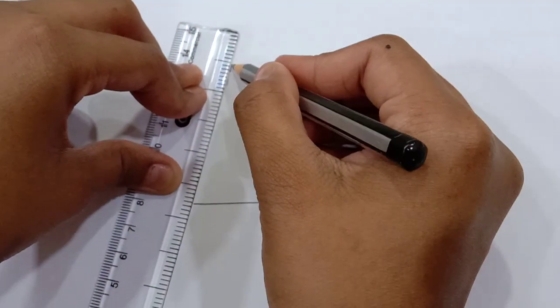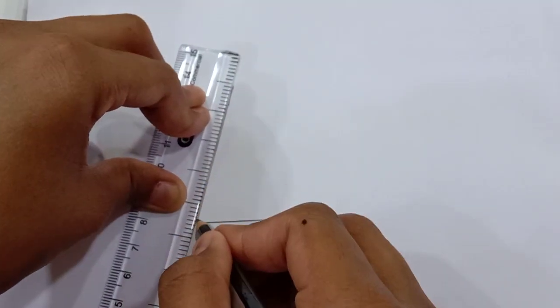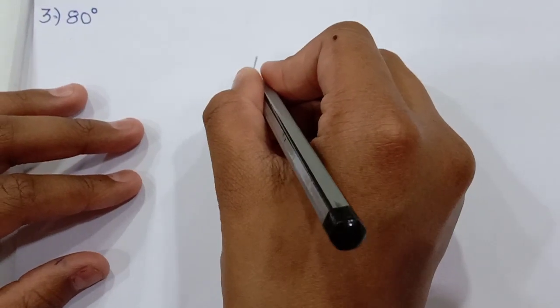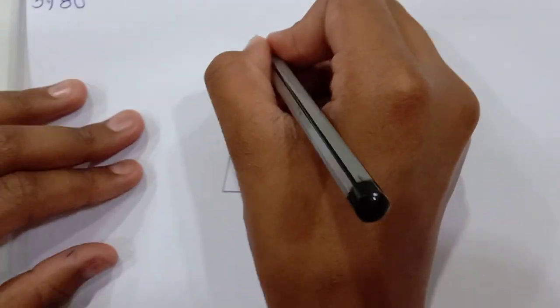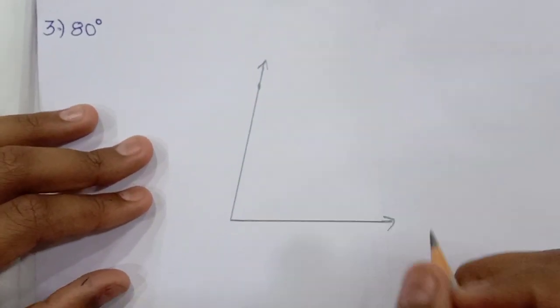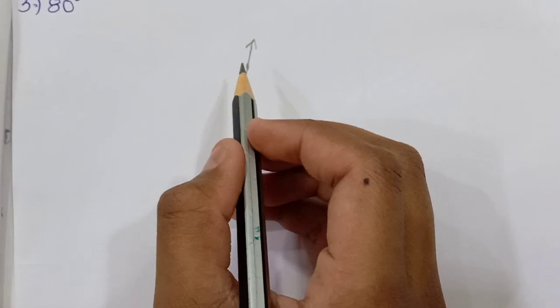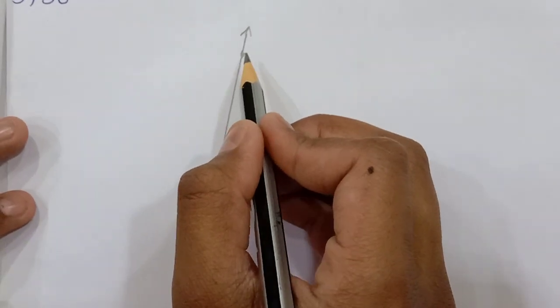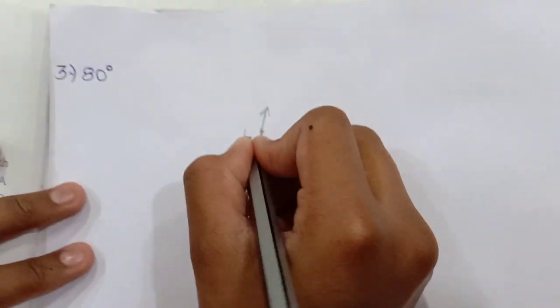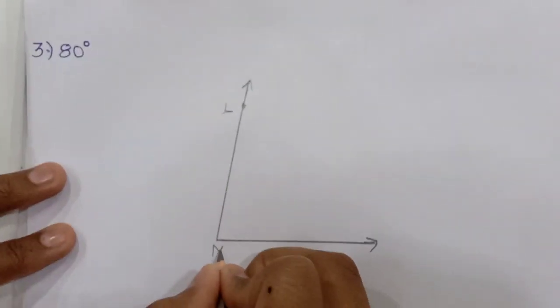So children, make the line. Now first make the arrowheads. Arrow or arrowheads, whatever you want to say. So now give a name. I am giving the name as LMN, here N.